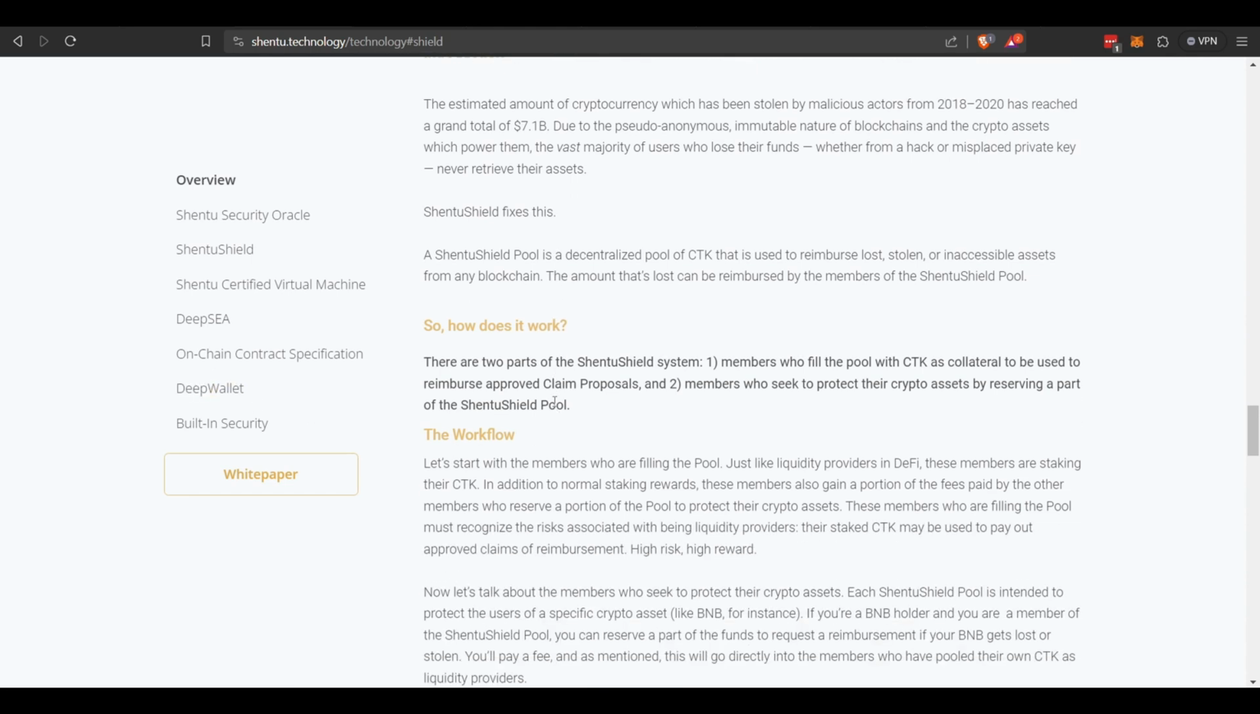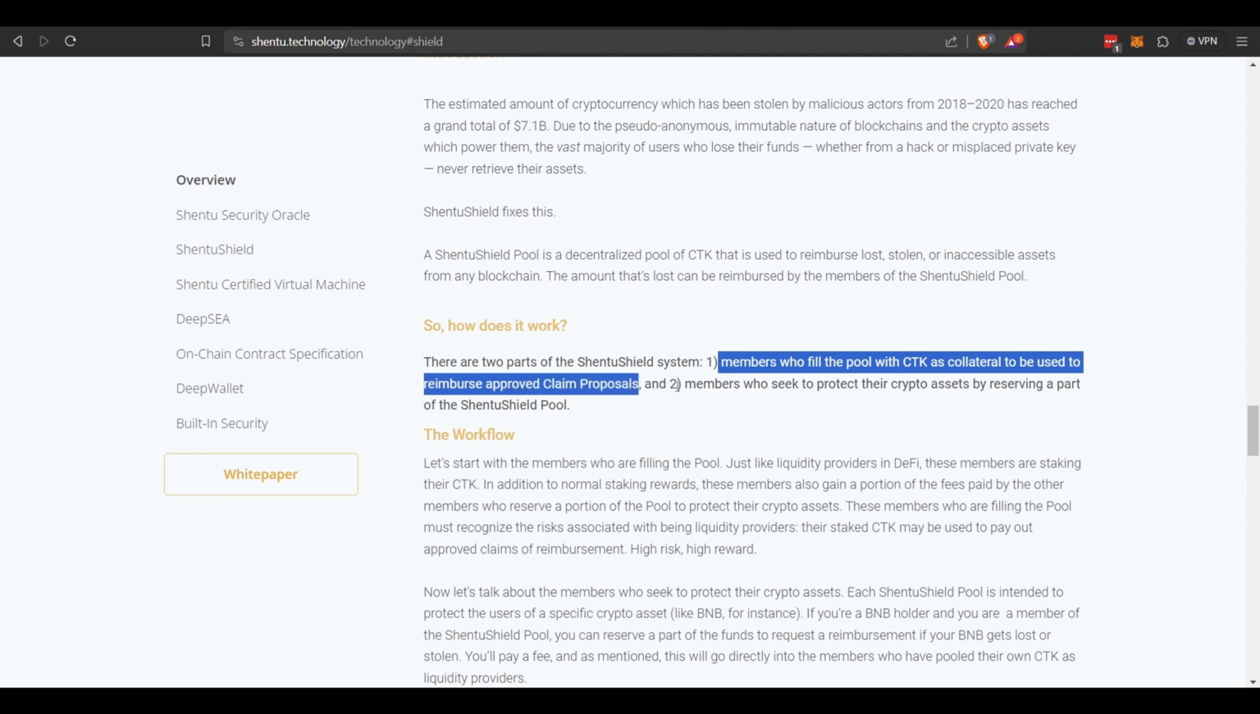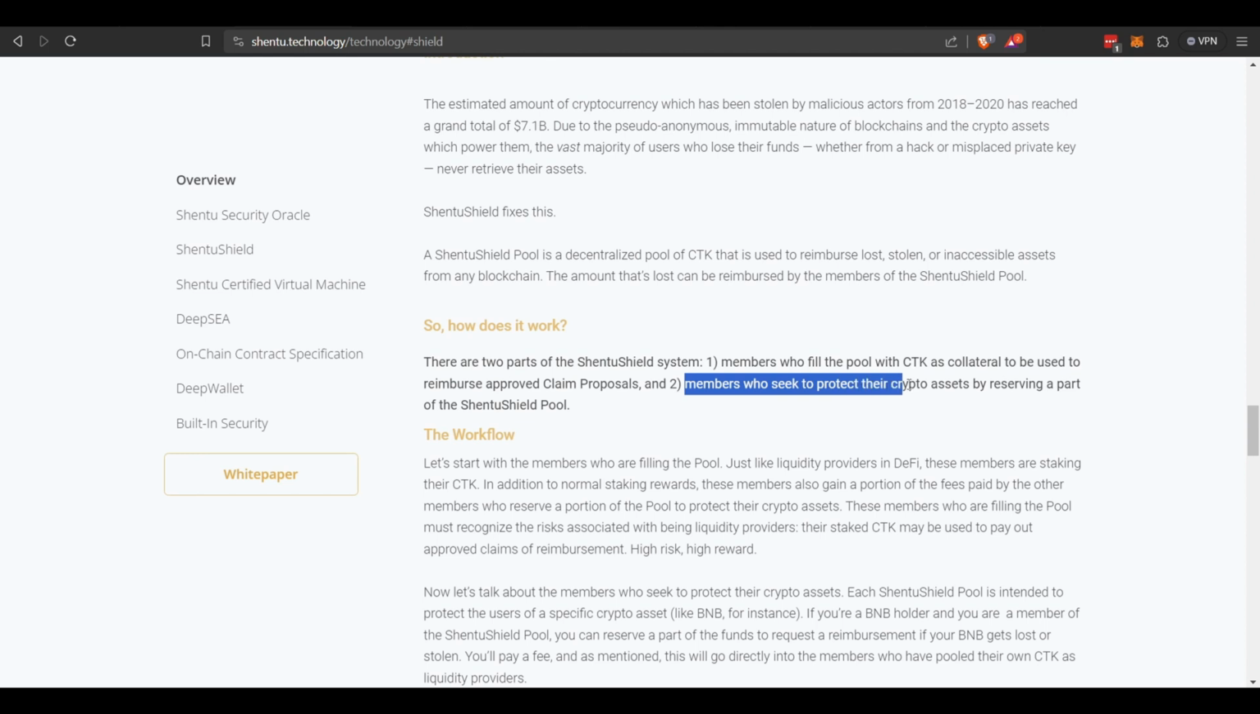Well, there's two parts to this. First, members who stake or contribute CTK as collateral to be used for reimbursement approvals, and we're going to get into this in a second. And second, members who seek to protect their crypto assets by reserving a part of the Shentu Shield pool.